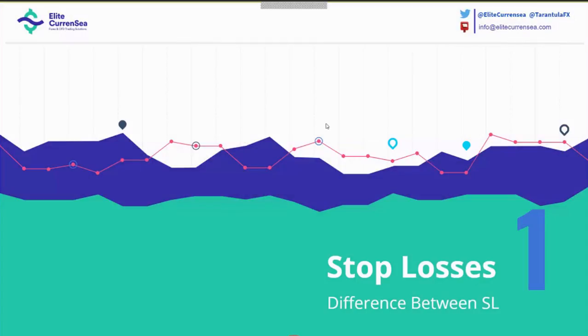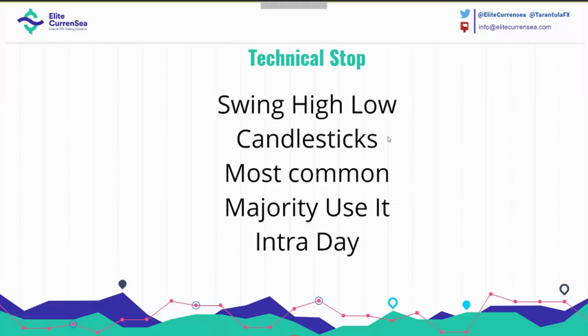So let's start first with stop losses, the difference between various stop losses. Let me tell you that basically we have different stop loss techniques. The first technique that is very widely used in trading is called technical stop. Basically, technical stop is placing your stop loss below the last swing low or above last swing high. Of course, depending on the direction on the market.